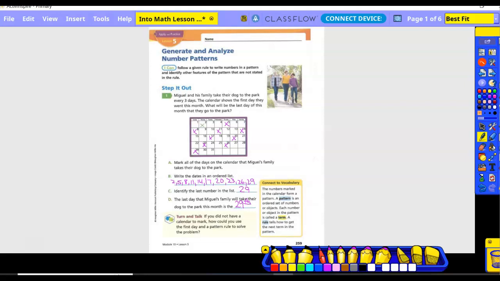Connect to vocabulary. The numbers marked in the calendar form a pattern. So they're all what? Add 3, right? In our pattern, a pattern is an ordered set of numbers or objects. Each number or object in the pattern is called a term. A rule tells how to get the next term in the pattern. And we just said our rule was add 3, right?